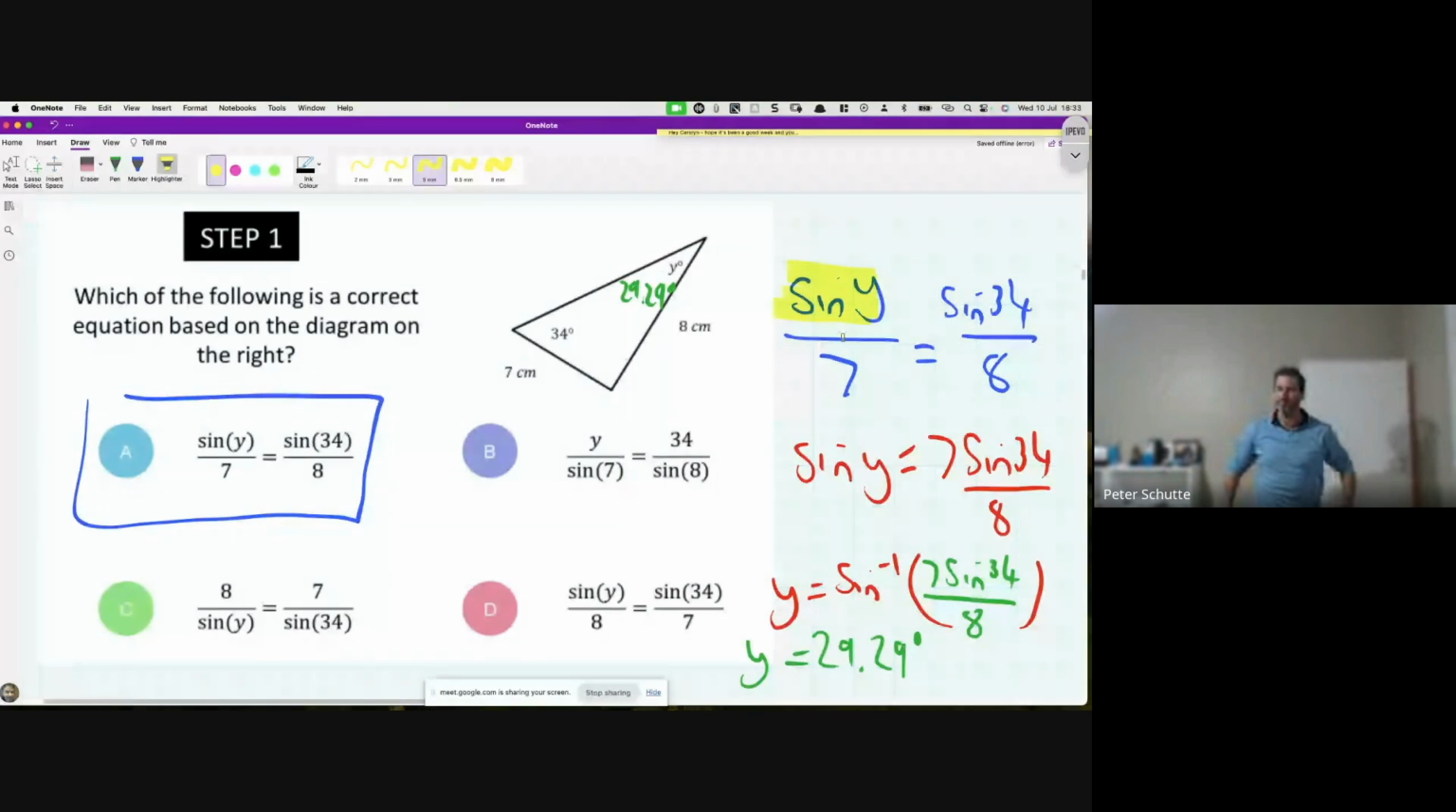So 3, 2, 3, 4, 5, 6, 7, 8, 9, 10. Let's do 5 more. 1, 2, 3, 4, 5. And that is the reset break that our brains crave between learning.